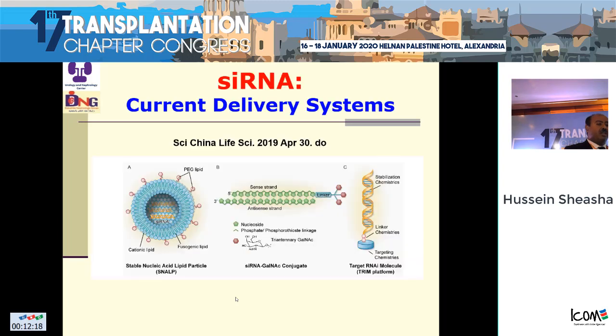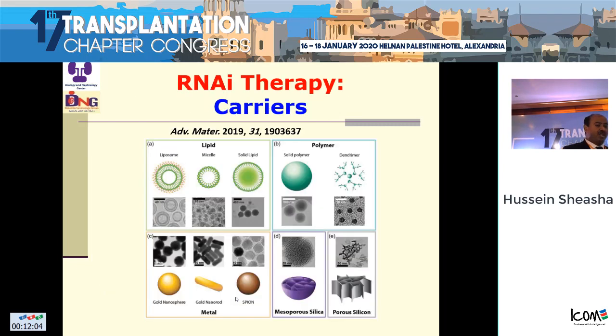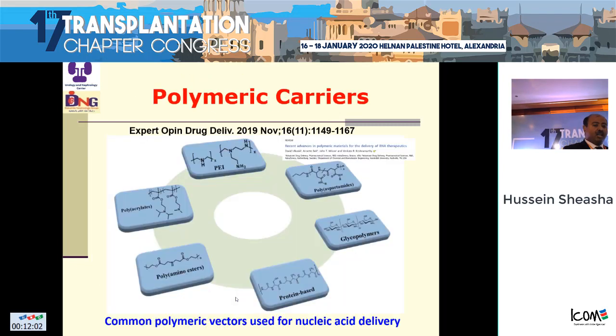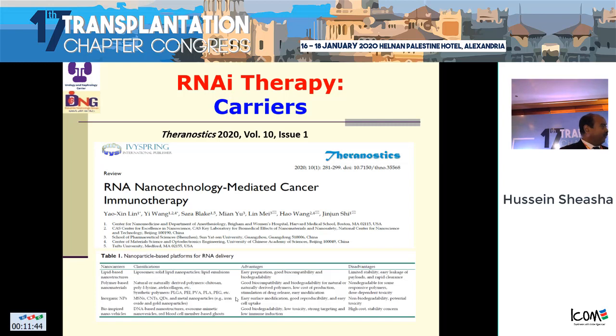So carriers are essential. These are the common three carriers: either lipid bilayer, N-acetylgalactosamine, or this simple yet robust siRNA delivery. A lot of others, lipids, polymers, and as you see, multiple polymers are there. So all the time there is refinement and innovation in the carriers of RNA. And this is the list of publications depending upon the type of the carriers during the last decade. Again, no one size fits all. So there are strengths and weaknesses for each type of carriers.